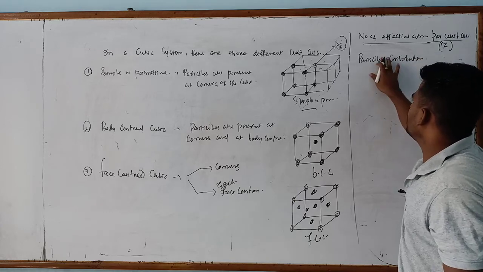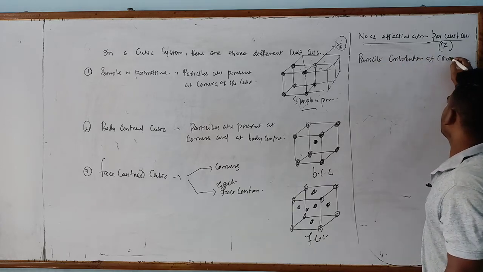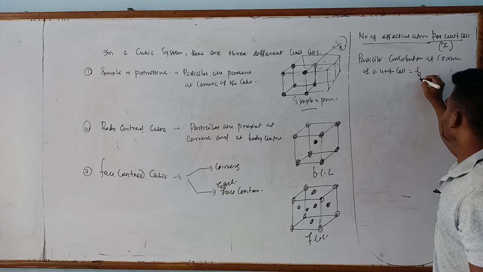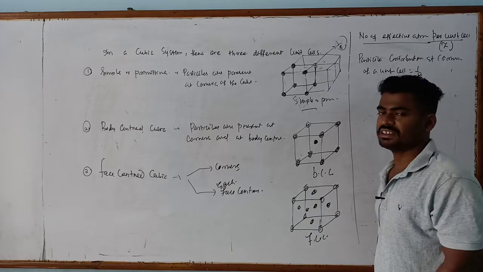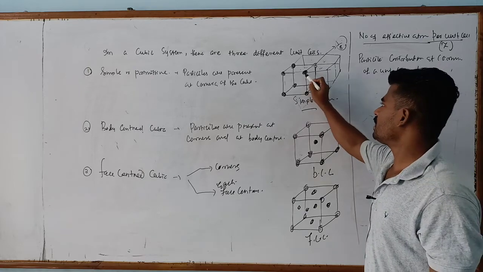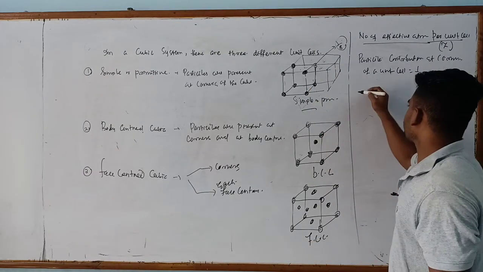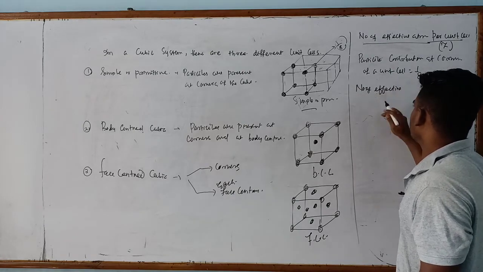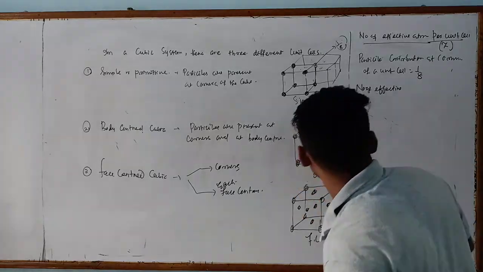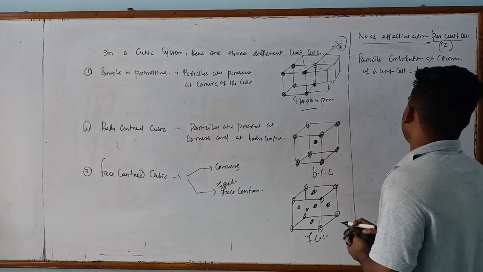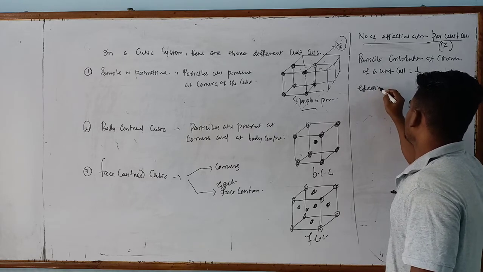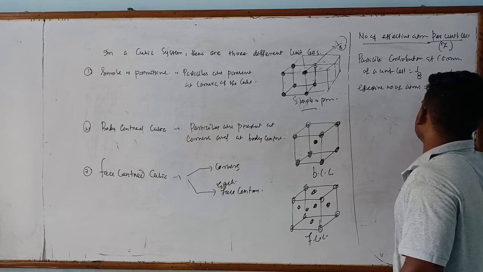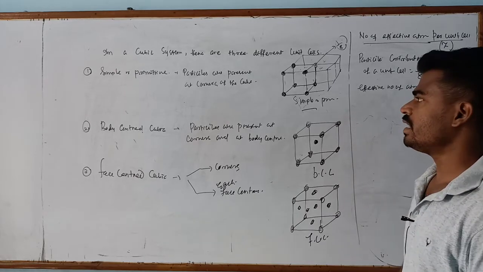Okay, so the contribution of a particle at the corner of a unit cell is 1 by 8. In case of simple cubic, since particles are present only at the corners, how many corners are there? You see, 8 corners. So the effective number of atoms is equal to 8 corners into 1 by 8, that will be 1. Only one particle is present in a simple or primitive unit cell.